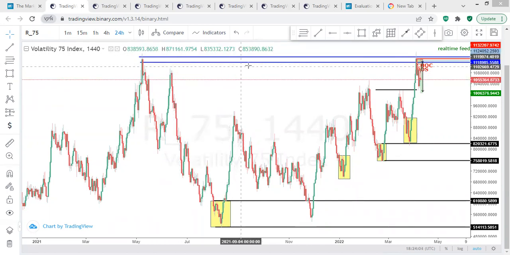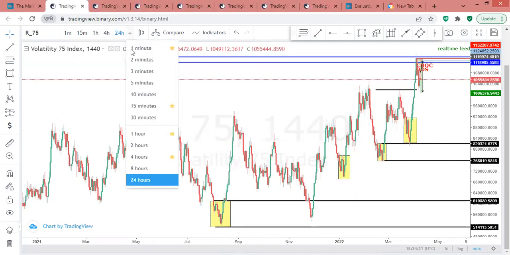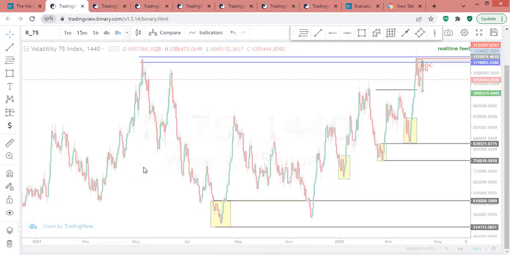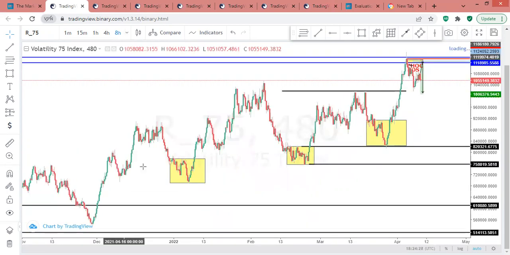Now you see these two horizontal lines is actually a supply zone. I do supply zones. If you've been following me for a while, you understand the fact that I play supply zones a lot. So this is actually a supply zone. Let me show you on the 8 hours time frame. It's very clear on the 8 hours time frame.